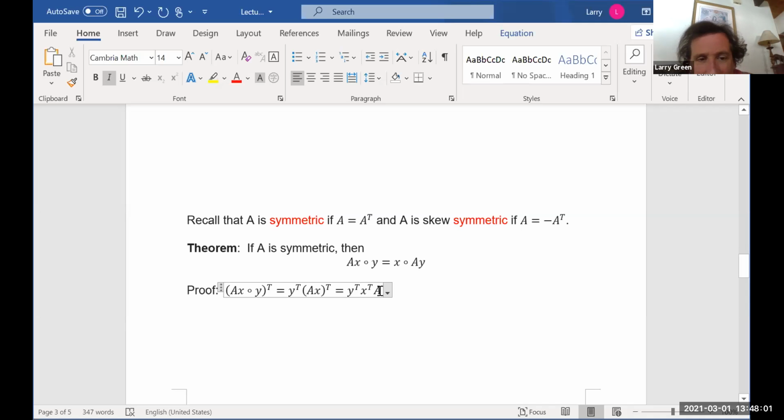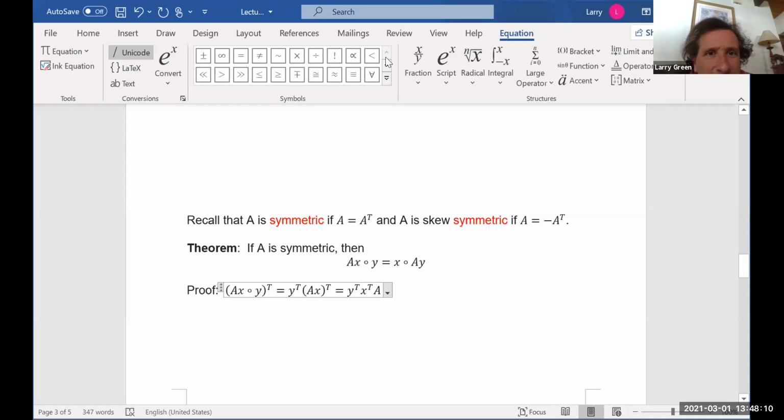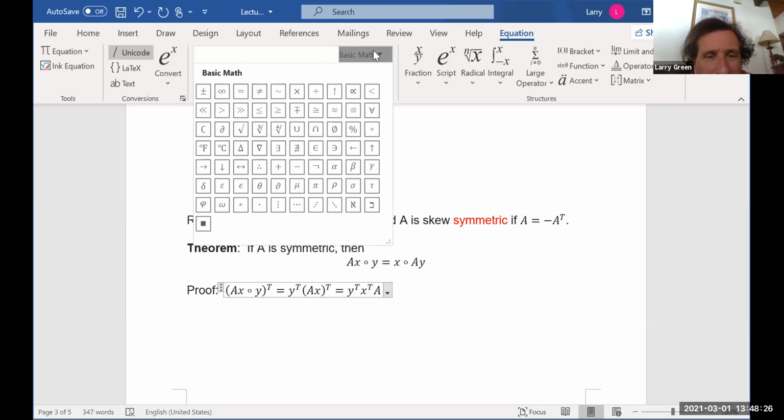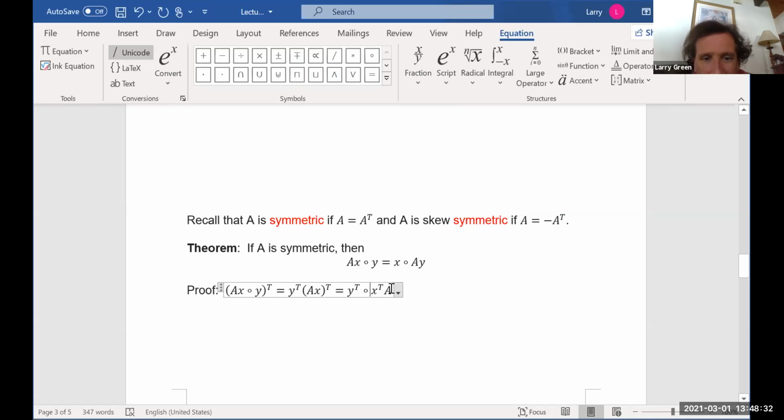I could write this as a dot. I forgot the dot. Oh, yeah. Dots are hard to find. Not the best dot. Let's see, that's not the dot I want. It's one of these dots. I think it's that one. There we go. Any questions on that?